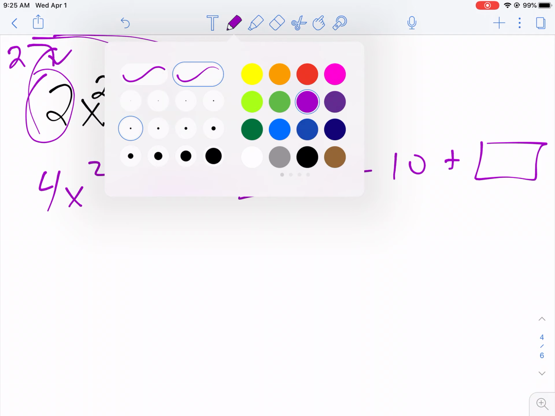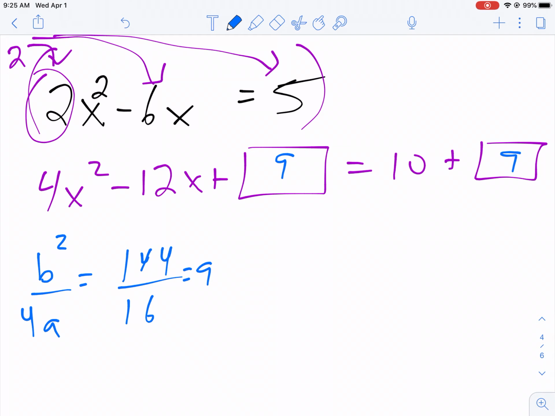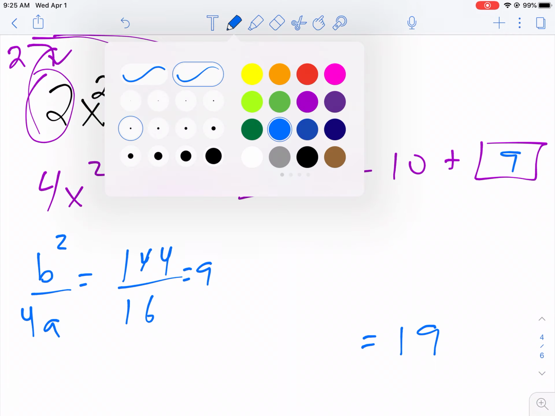So now we're going to use our same formula. It's going to be b squared divided by 4a. Our b is negative 12. Negative 12 squared is 144. 4 times 4 is 16. So we're going to add 9 to both sides. So now on the right side, this is going to equal 19.